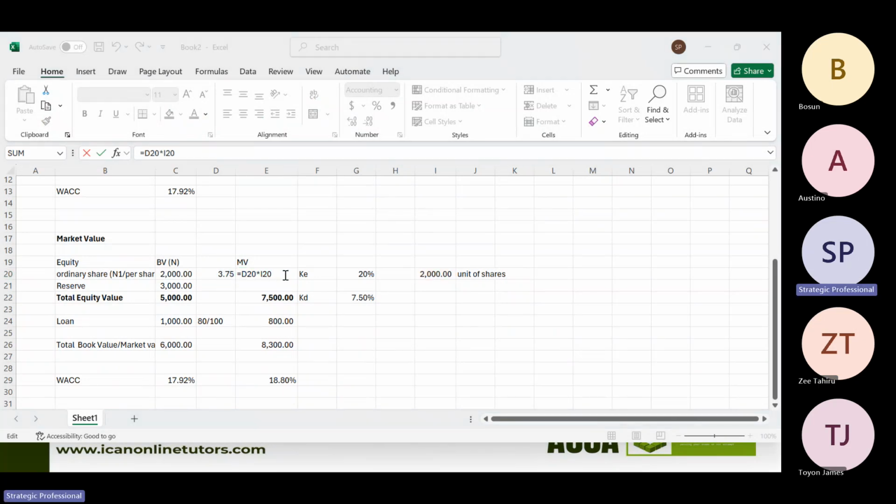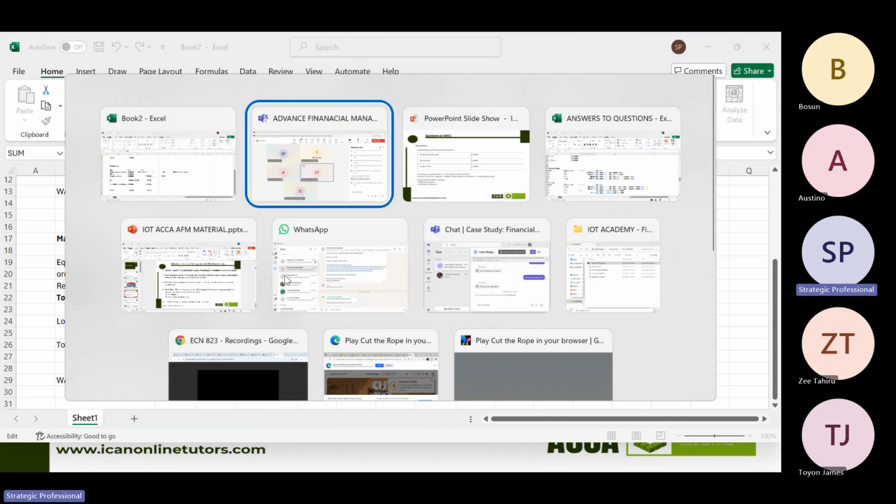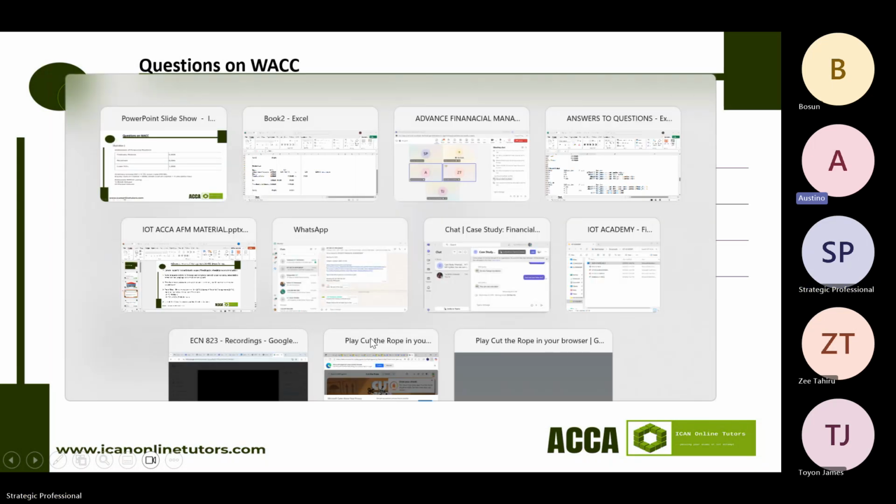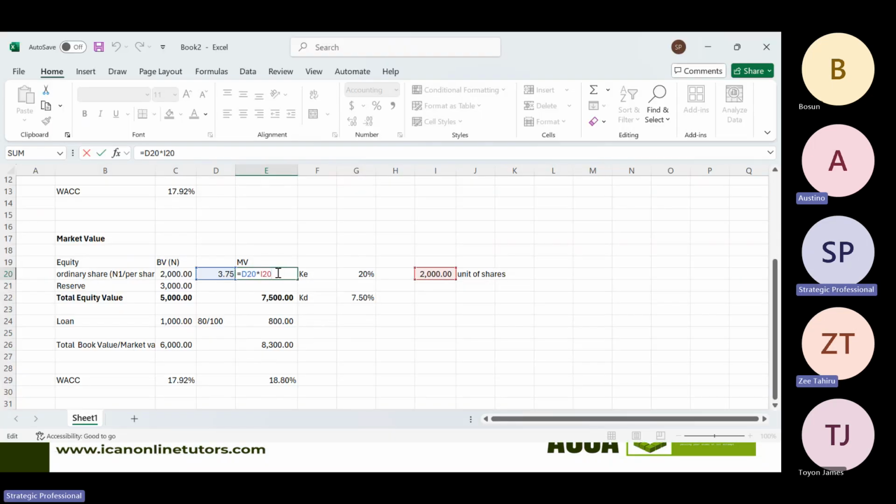If you notice in the question, in the ordinary shares, the market value means what is currently trading in the market. Your ordinary shares are trading at 3.75. So if your shares are trading at 3.75, it means that 3.75 is multiplied by the total units of shares.